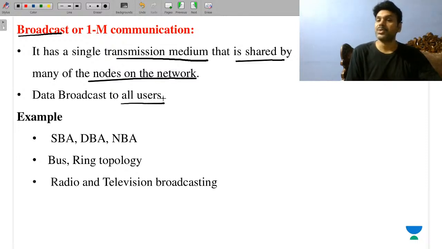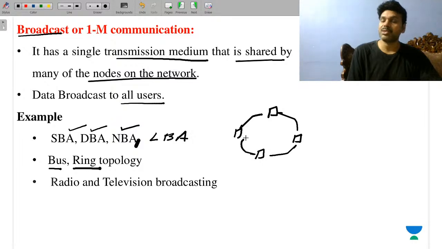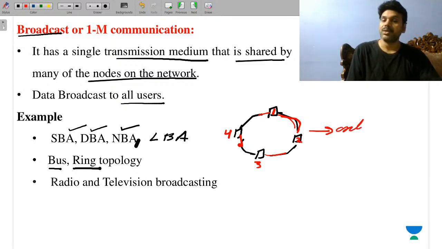Data is broadcast to all the users, which can be done using a SBA, DBA, NBA, and LBA, the limited broadcast address. And real-time examples of what? Bus and ring. If you are understanding ring topology, tomorrow we are going to learn the different topologies and their pros and cons. That is the last fundamental for us before going into the next topic. There are four nodes connected in a circular fashion. If I ask how many channels there are between these parties, many say 1 to 2 one channel, 2 to 3 another, 3 to 4 another, 4 to 1 another. But that's wrong. The answer is only one channel.